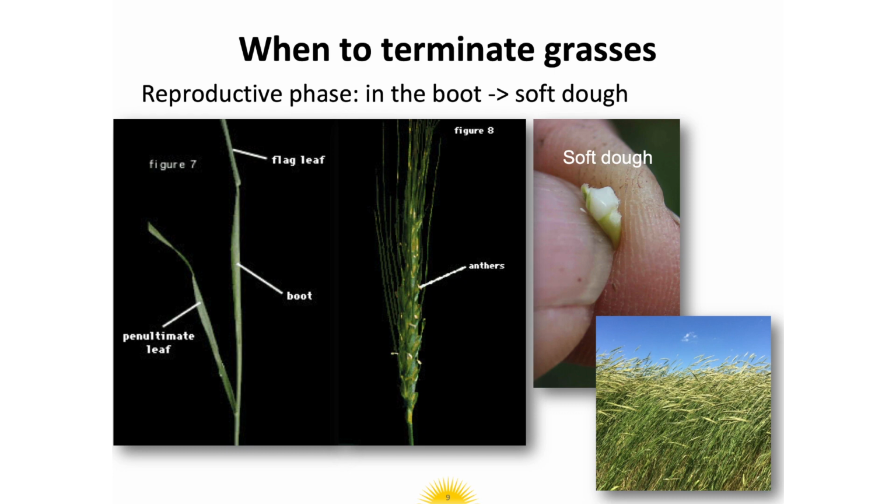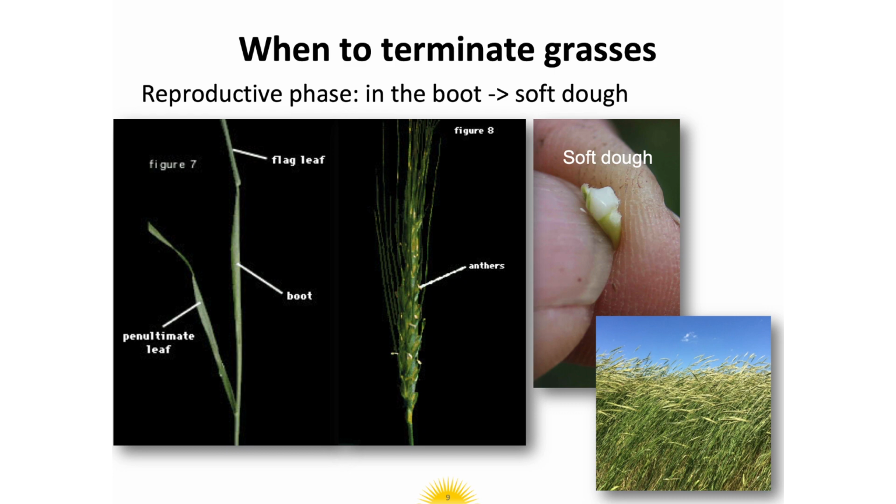You can see the pollen on the early stages of that seed head. And then it gets to the soft dough stage, where you can start to see the seed, and if you squeeze it, it's like soft dough squeezing out. It's not going to be hard. It's kind of going to be milky. These are all within that reproductive stage window when you can terminate rye.